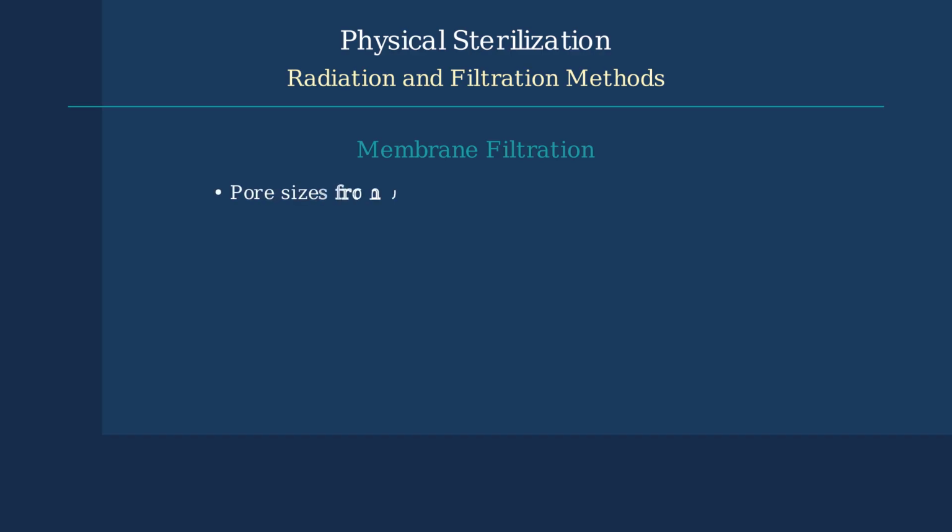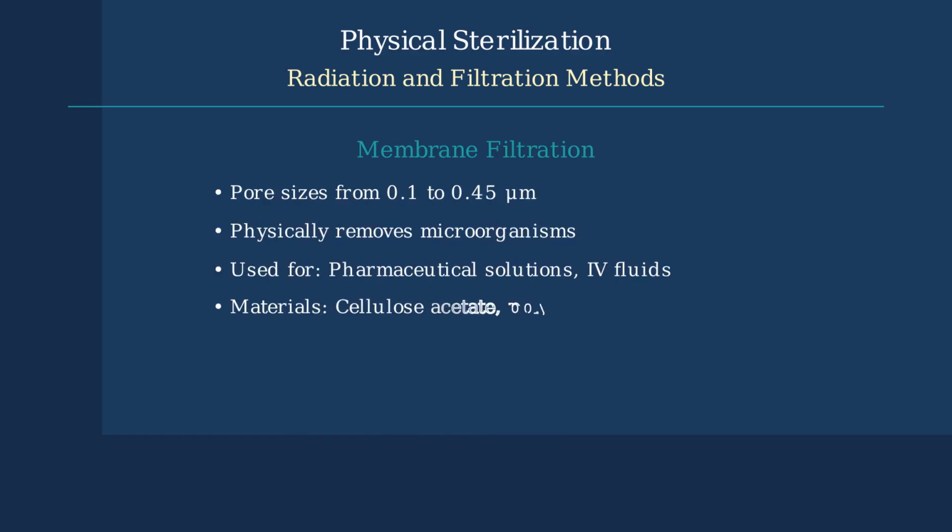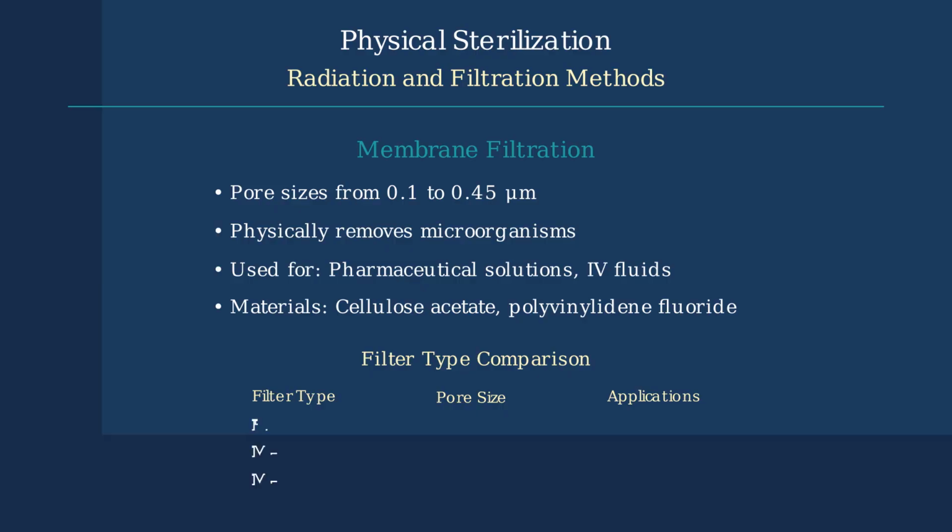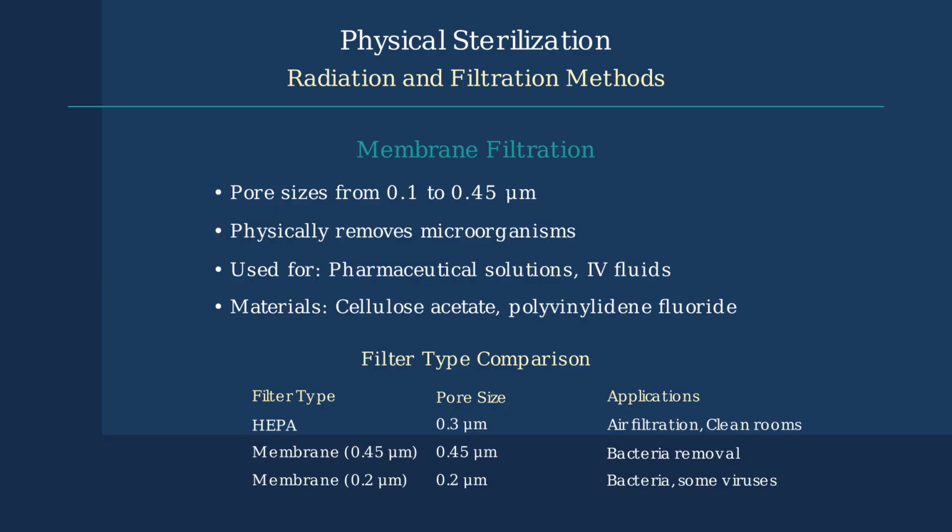Membrane filters have much smaller pore sizes than HEPA filters, typically between 0.1 and 0.45 micrometers, which can remove bacteria and some viruses. Different types of filters have specific applications based on their pore size and the microorganisms they can trap.